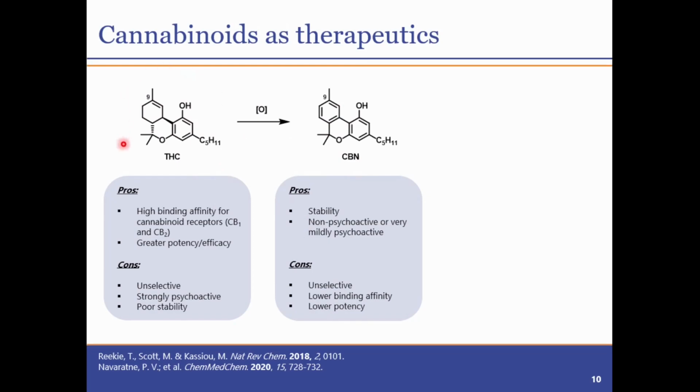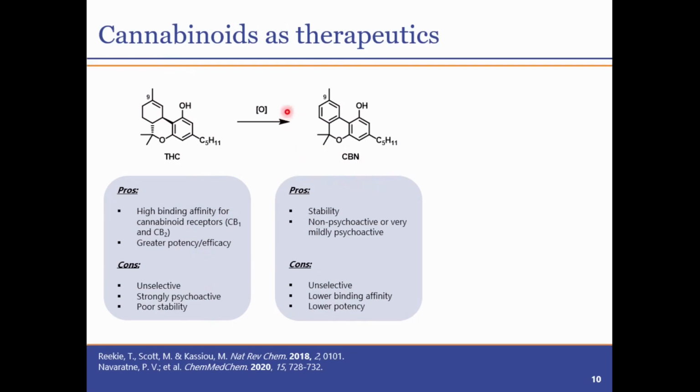But THC as a drug substance has some benefits in that it has a really high binding affinity for the cannabinoid receptors CB1 and CB2. So it has really good potency and efficacy. When it binds, it does what it does very well. But the cons of this kind of molecule are that it's unselective, so it binds to multiple targets. It's strongly psychoactive, and it has poor stability, again, that process of oxidation of THC being very favorable. So that's a lack of stability in that molecule, and that's not very ideal for drugs, as you want the drug molecule to stay as it is intended.